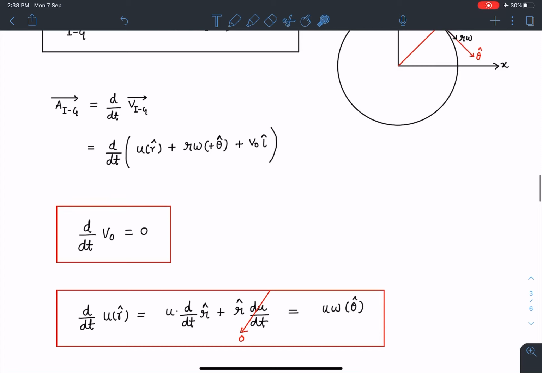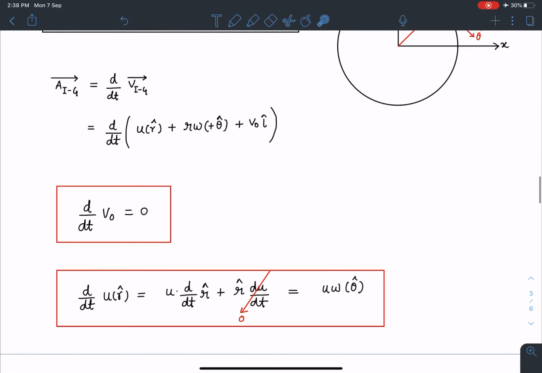Now I am going to take this u times r cap. So first function into differential of second plus second function into differential of first one. When I do that, I'll be getting u times d by dt of r cap plus r cap times du by dt. So if you see, this u is constant with time, I can keep this value as 0, and I'll be getting u times d by dt of r cap, which is going to be omega theta cap. So I'll be getting u omega theta cap. This is the first term, its time derivative.